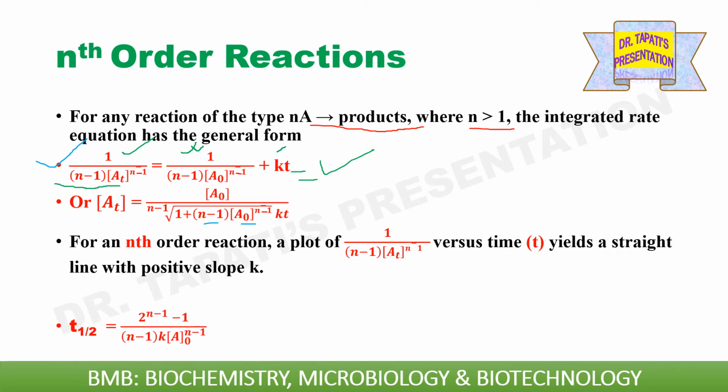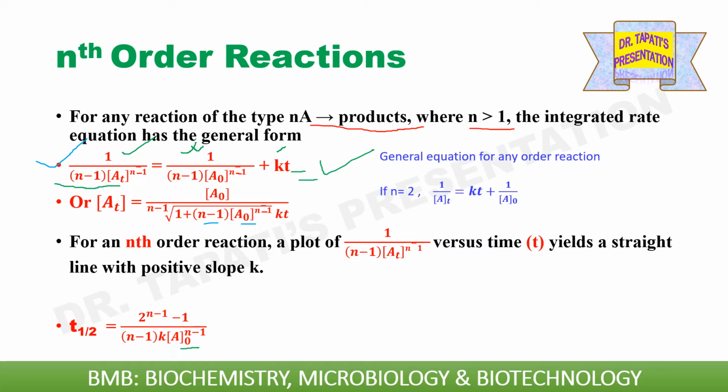Now, in this way, you can get t half for nth order reactions, that is 2 to the power (n minus 1) minus 1 divided by (n minus 1) into k [A0] power of (n minus 1).